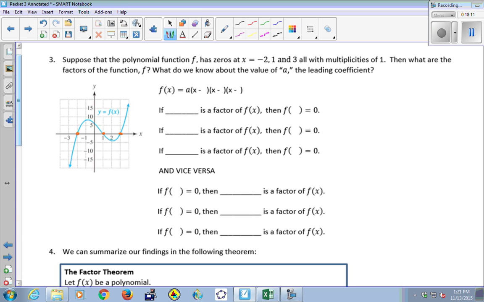Okay, so then what are the factors of f, right? So if I know the zeros, I know the factors. What are the factors? Yeah, those are zeros. So remember the way that you find zeros algebraically? Yes, yeah. x plus 2, x minus 1, and x minus 3.